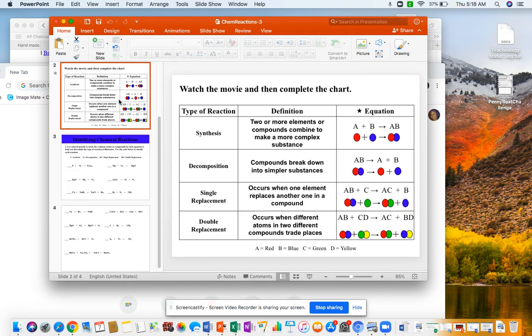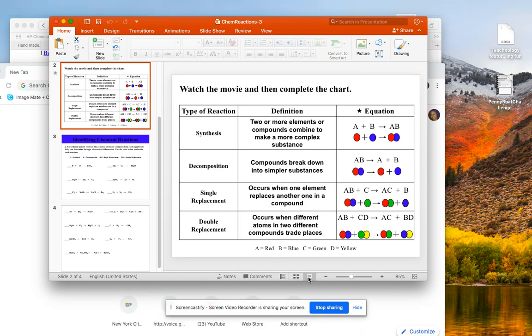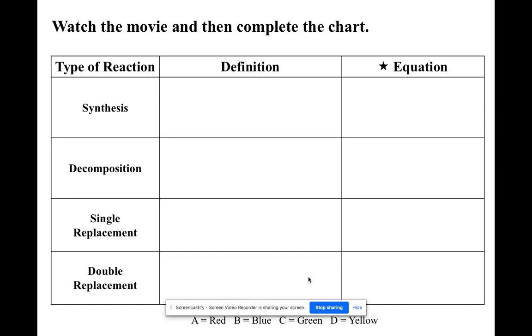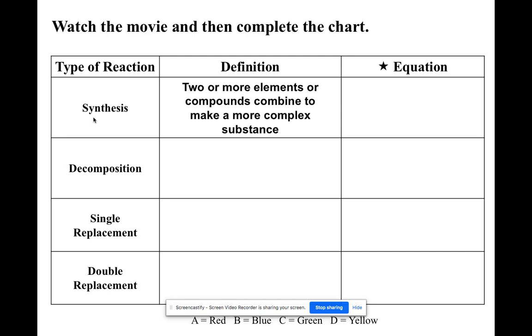Hi, so today we are going to learn about the four types of chemical reactions. The four types of chemical reactions are synthesis, decomposition, single replacement, and double replacement. Synthesis is just as the name suggests. Synthesis means to make or to combine.